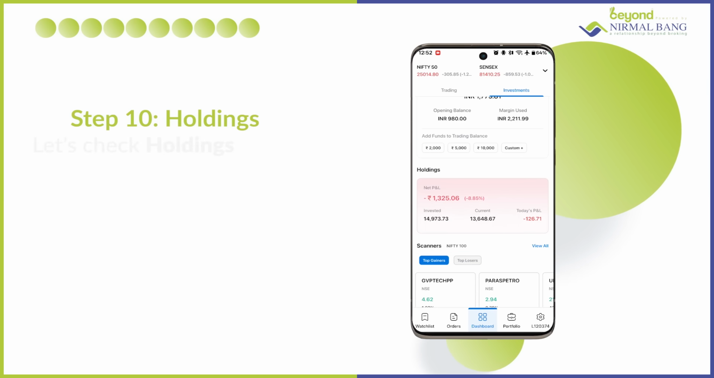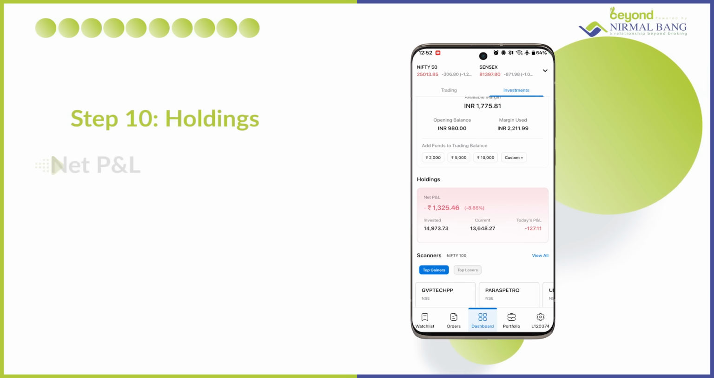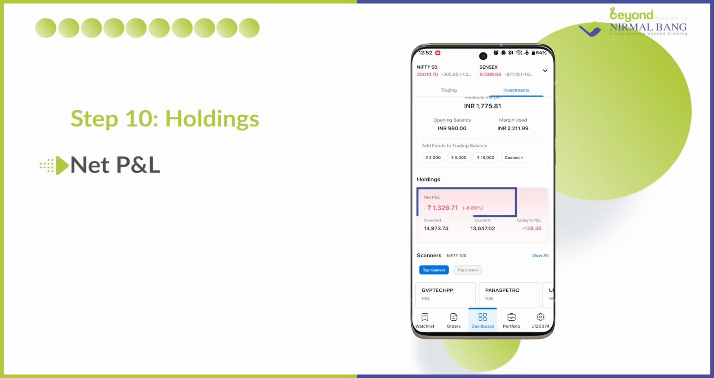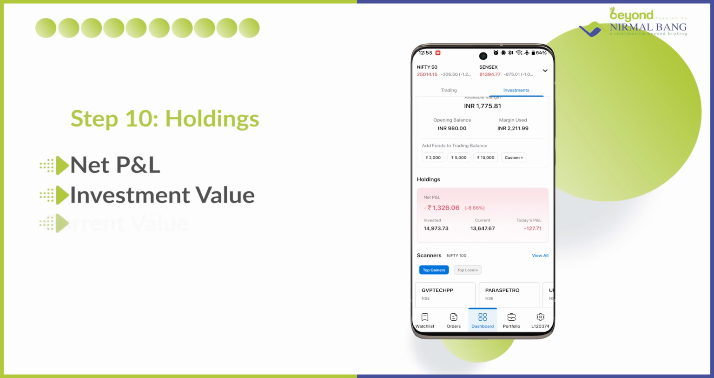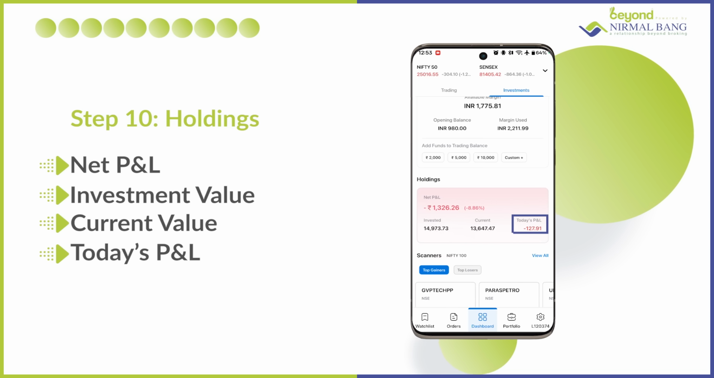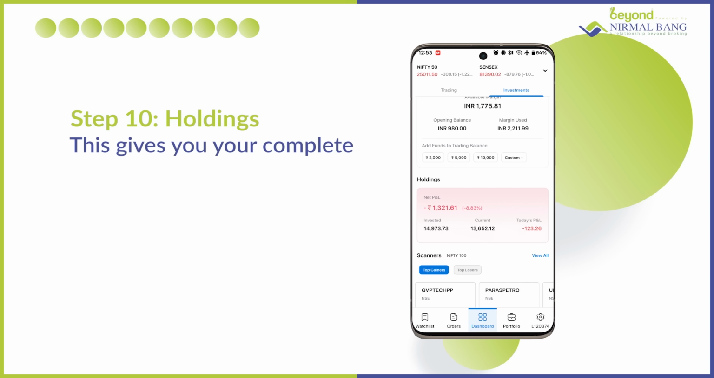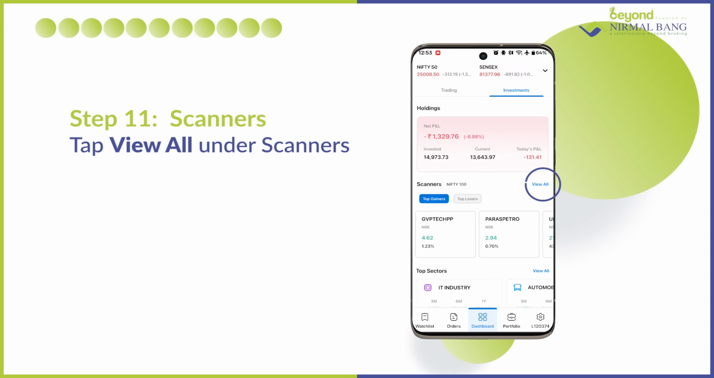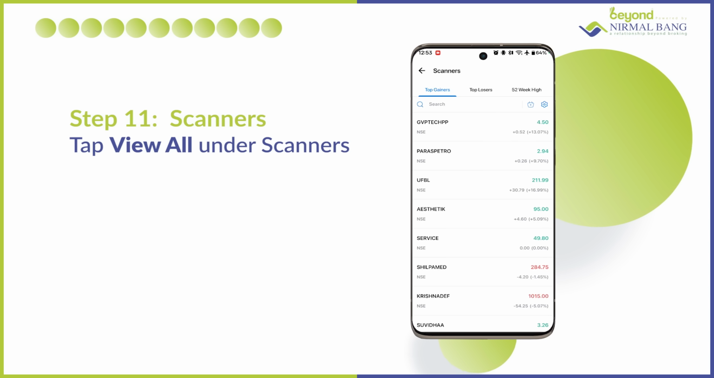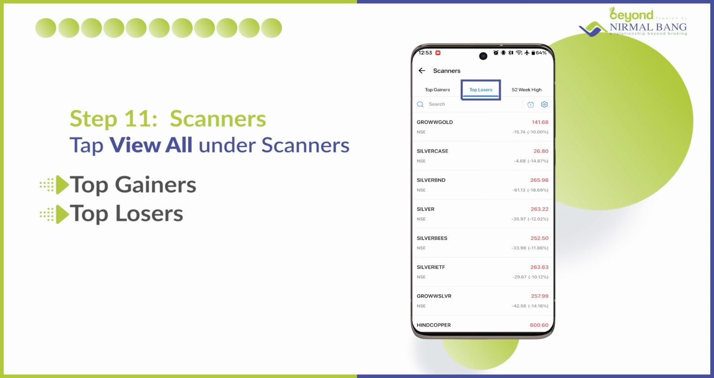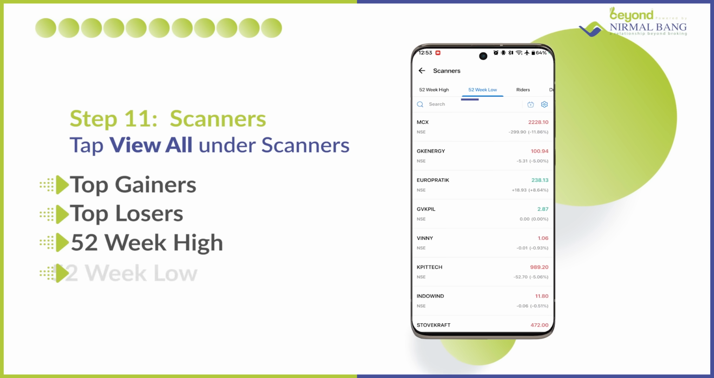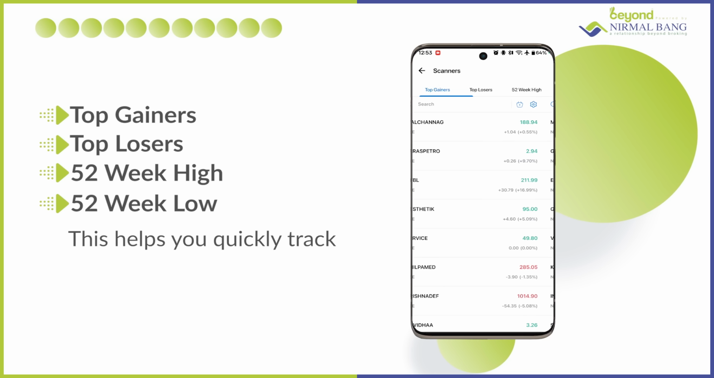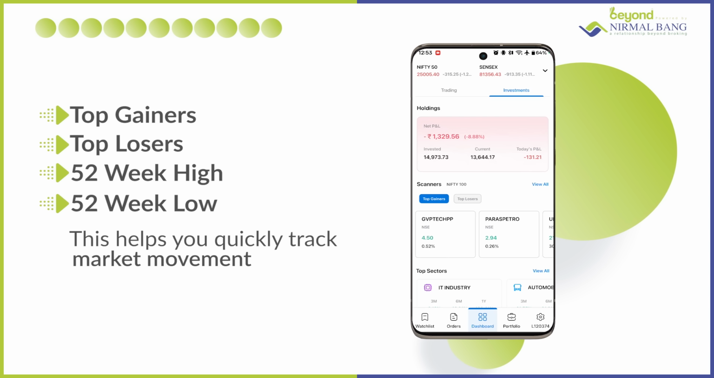Step number 10. Let's check holdings. Net P&L, that is overall profit or loss, investment value, current value, and today's P&L. This gives you a complete portfolio snapshot. Step number 11. Now tap on scanners and click View All. Here you can track top gainers, top losers, 52-week high, 52-week low. This helps you quickly identify market movers.